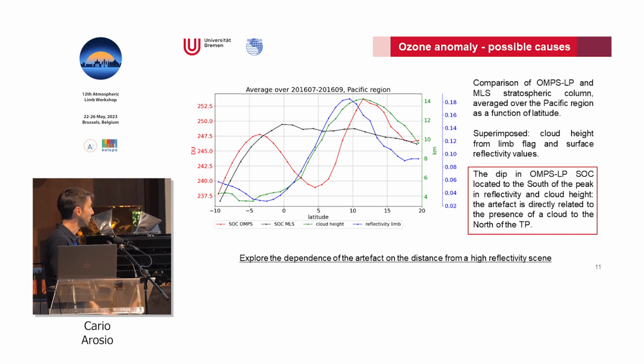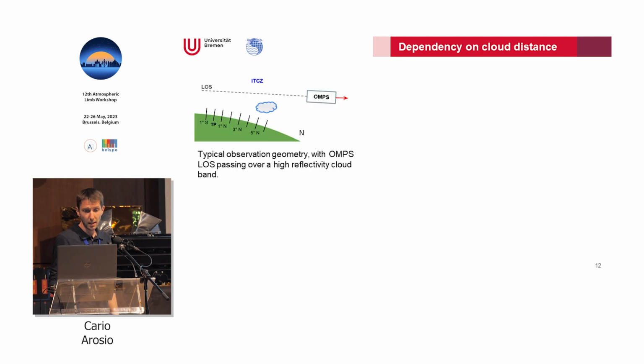So we wanted to explore more this dependence of the artifact on the distance from the tangent point to high reflectivity scenes. This is the typical geometry. We have the OMPS instrument flying to the north, and so looking to the south, so that the line of sight is crossing over the ITCZ region. And here I'm showing the tangent point and 1 degree latitude ticks.